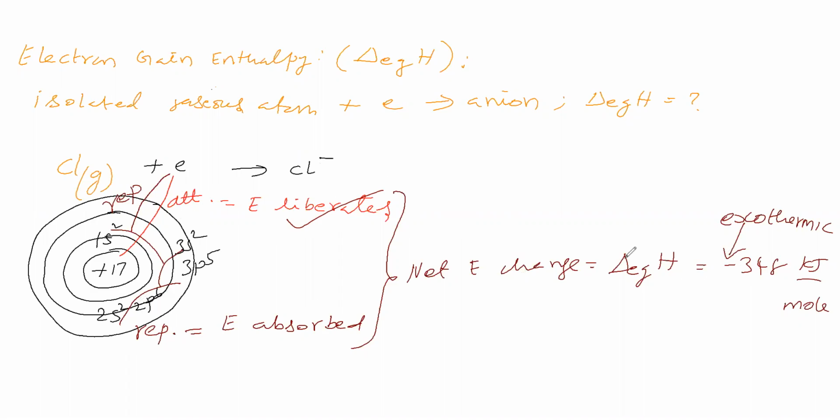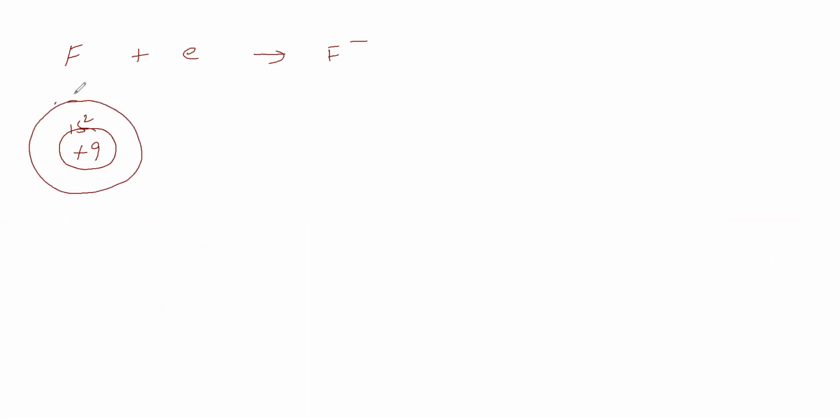Next we will see how the electron gain enthalpy changes in a group and in a period. Now we will take a group. Fluorine takes an electron and gives F minus. Here, the fluorine nucleus contains 9 protons. The electronic configuration is 1s2, 2s2 2p5. Now it is the incoming electron.